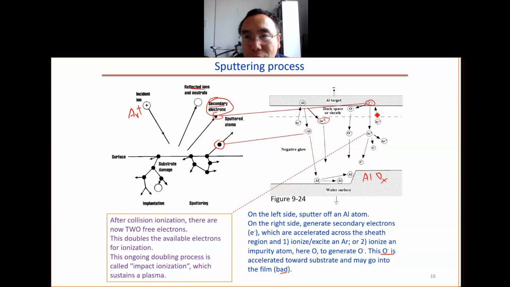Another possibility is that this electron comes out to collide with an argon gas molecule to ionize it, and at the same time create new electrons. That means one electron coming in can create two electrons. Two electrons coming in can create four. Four electrons coming in can create eight. So this is called impact ionization. Each time we double the available electrons, then we have the impact ionization. This sustains the plasma.